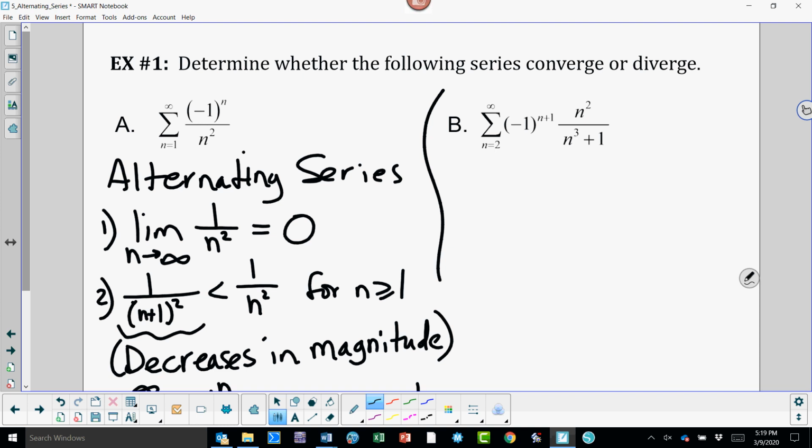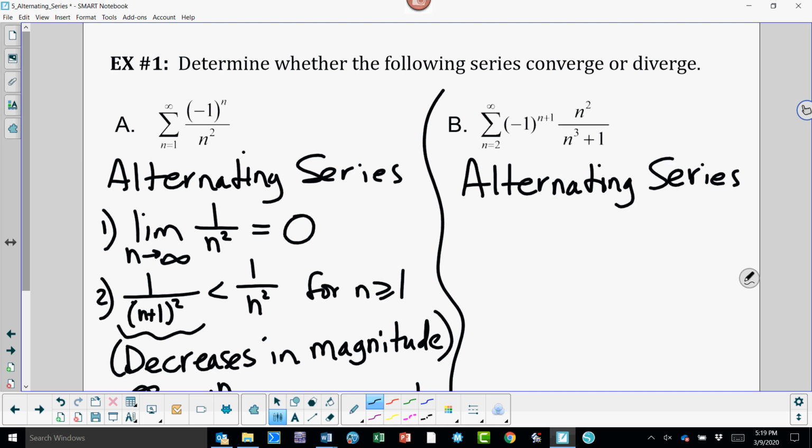So again, the first thing I need to say is this is an alternating series. Well, look carefully at that and figure out, why am I saying it's an alternating series? What makes it alternating is this, and I call it the alternator. The -1 to the n plus 1 is what's going to make this alternate. So every other term is going to be positive, then negative, positive, negative. Or actually this time you start negative, because this one starts at 2, and if you plug a 2 in there, you'll get -1 to the third. So it's an alternating series.